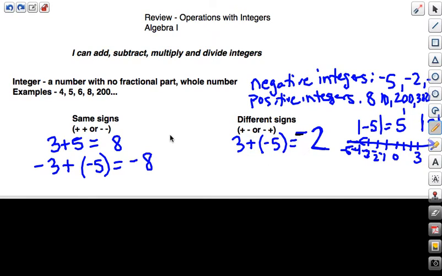Just to show that on a number line, let's say this is our number line. We're starting at 3, and we're going to move 5 units to the left. So we're starting at 3, and we want to go over 5 to the left. So 1, 2, 3, 4, 5, and that takes us to negative 2.